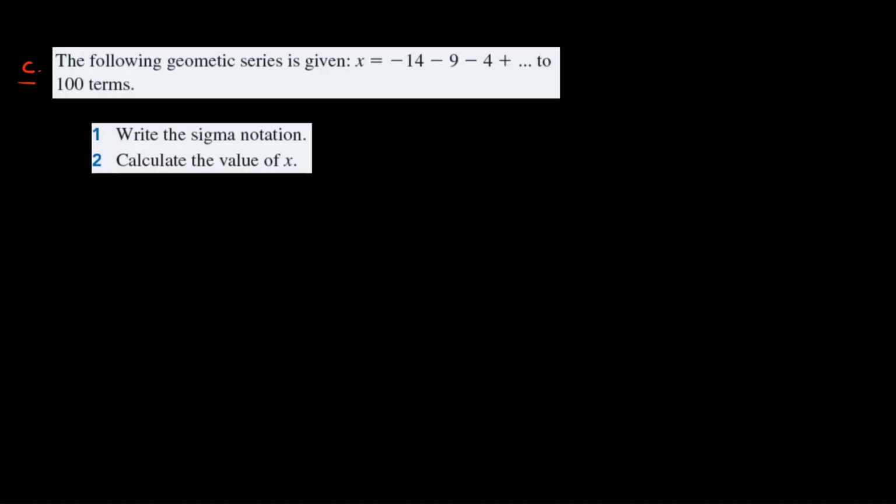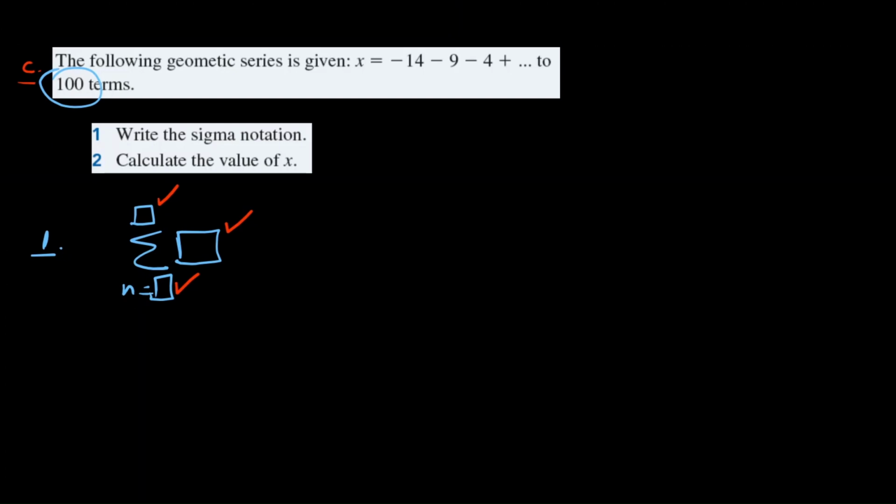We're given that the geometric series is given, x is equal to negative 14 minus 9 minus 4, and runs up until 100 terms. In the first question, we're asked to write the sigma notation. We're not given the sigma notation, but we have to write it in this form. Sigma, we have our end term at the top, then n or x equals a start value, and we have our general term there. So we have to determine all of those. We are given that it runs until 100 terms, so we have that. We need to find the general term, and then we'll establish our starting value later on.